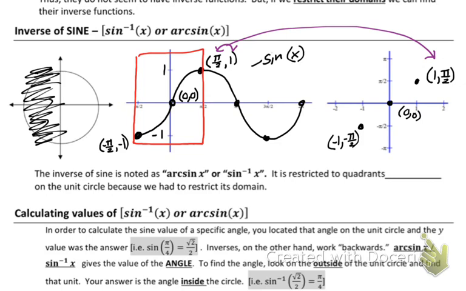Since it starts off concave up between negative pi over 2 and 0, we're going to start concave down. And over here from 0 to pi over 2 is concave down, so this is going to be concave up.